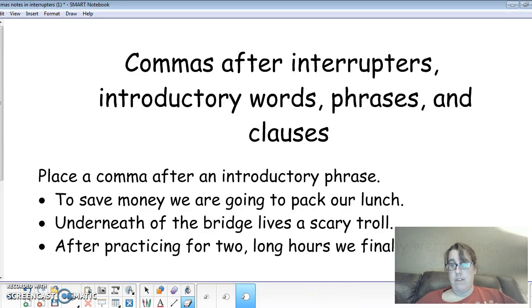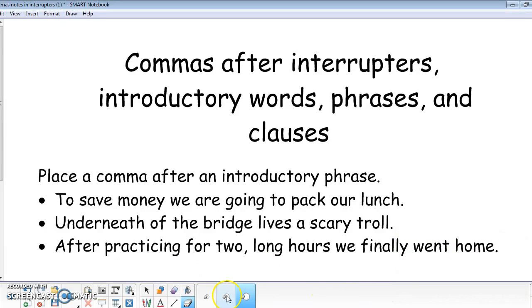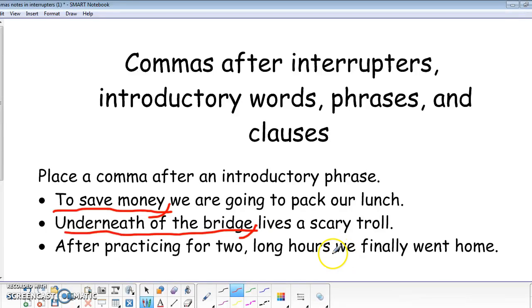Commas after introductory phrases. If you look at the screen, you have the sentence, "To save money, we are going to pack our lunch." To save money is our introductory word or phrase. I'm going to put a comma here. "Underneath the bridge," this is our introductory phrase. We're going to put a comma after that. "After practicing for 2 long hours," that's my phrase. And put a comma after that.